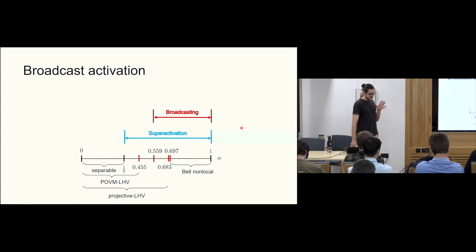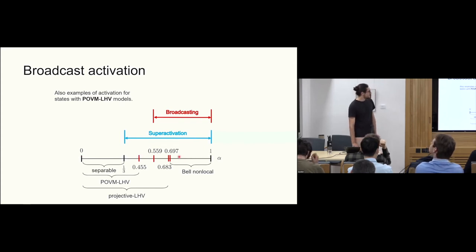Okay, so this is the result from two years ago. What did we add to this? One thing that we added is an example for a different class of states, not the Werner states, because here you see that this 0.559 is still not below 0.455. So it's not an example of activation for a state with a local model for all possible measurements. But for a different class of states, we do have an example where with broadcasting, you can get activation of POVM local states.